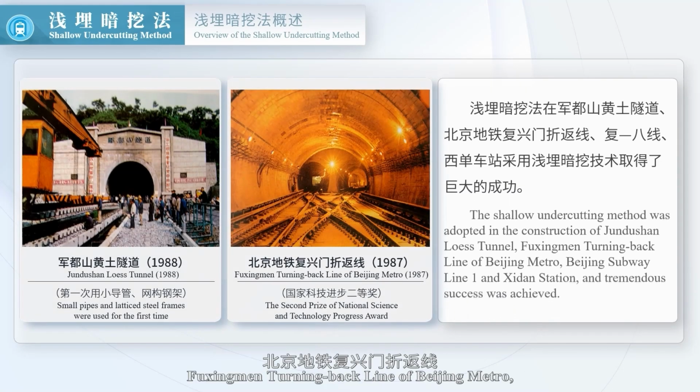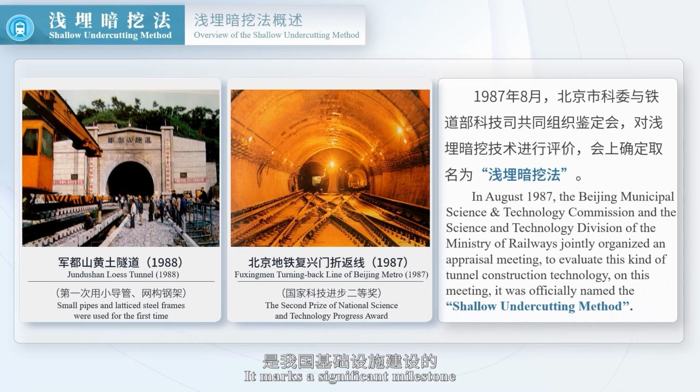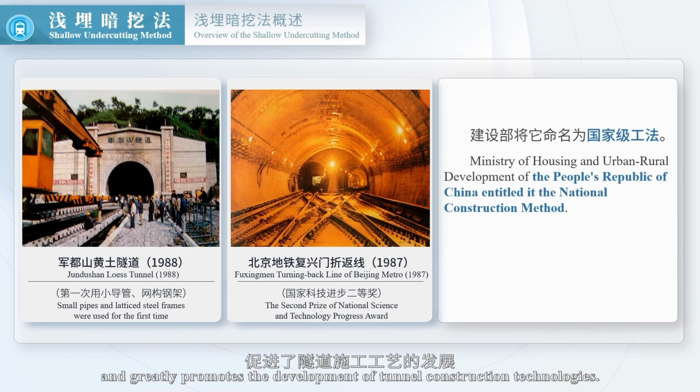Beijing Metro's Fuxingmen Turning Back Line, Beijing Subway Line 1, and Xidan Station were all constructed in the shallow undercutting method, and their construction has achieved tremendous success. It marks a significant milestone in China's infrastructure construction and greatly promotes the development of tunnel construction technologies.